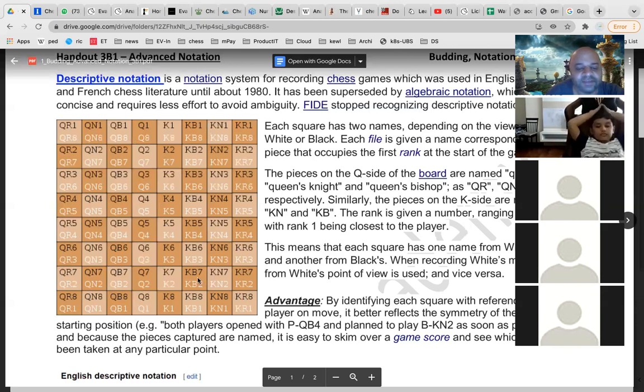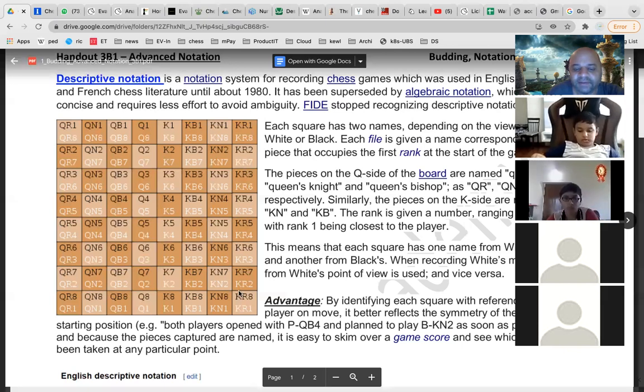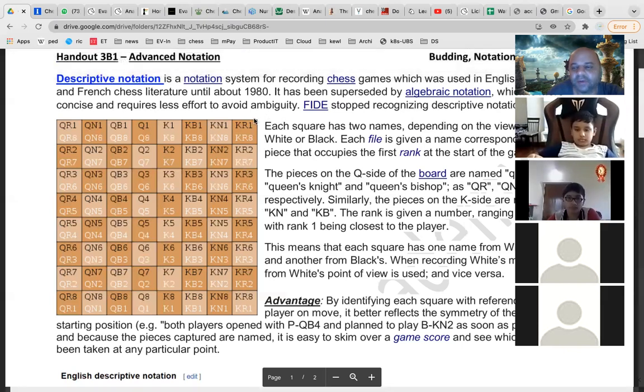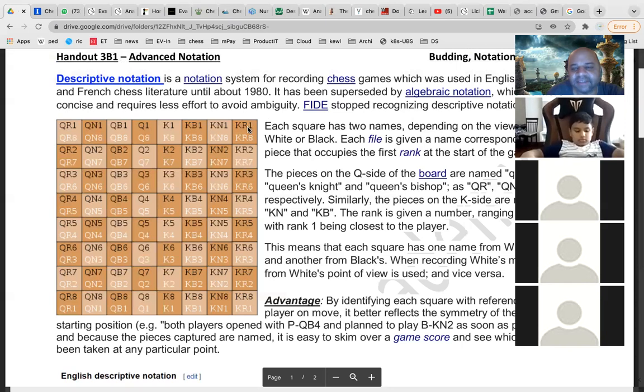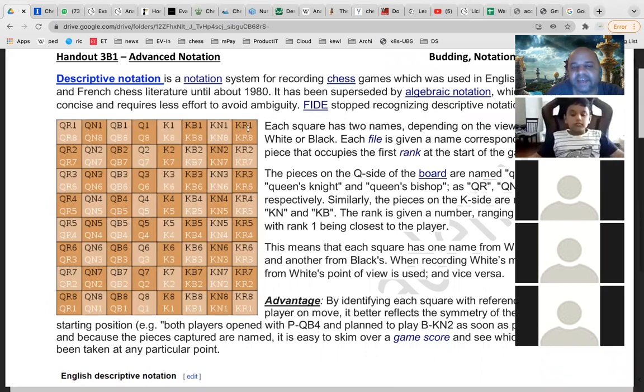Okay, so can you see here, A1 in algebraic notation is QR1 from the white side and QR8 from the black side, right? What will be H8? Can you look at it? H8 means the top right corner here, right? This one. In the descriptive notation, it is called king rook 1 from the black side or king rook 8 from the white side. Got it? Everyone got this?